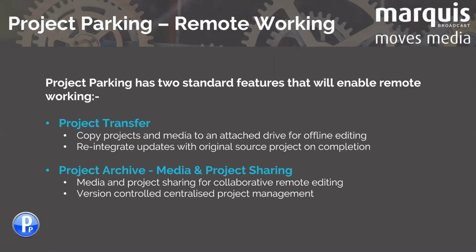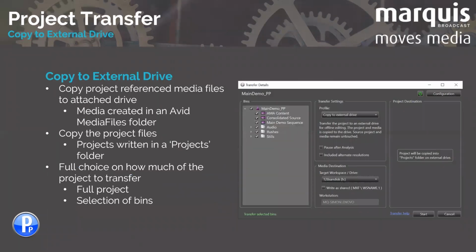Then we also have the standard project archive functionality, which actually allows media and project sharing when that is used in conjunction with centralized storage, such as cloud storage. So it actually allows you to put into place a collaborative remote workflow, and it's all fully version controlled at a project level. And I'll show you both of those. But we'll start with the project transfer.